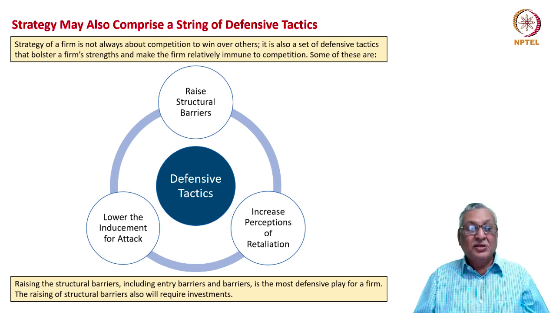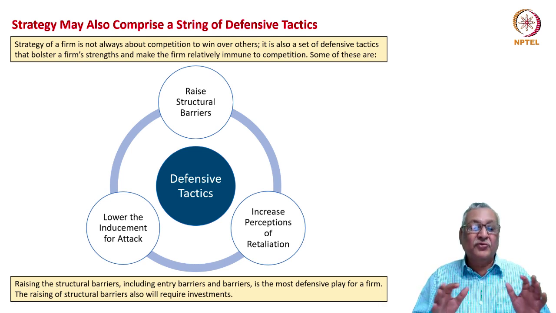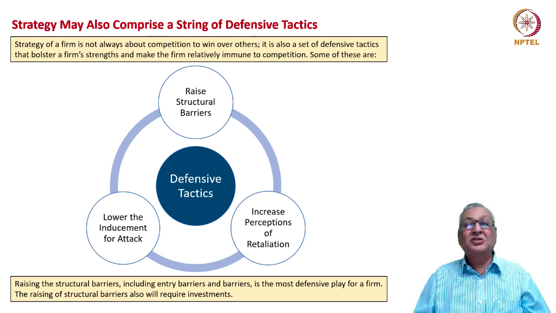The other one is the lower inducement for attack. That is, you don't go to the press every now and then saying that I am a market leader. You don't tell analysts that I am going to outsmart the competition all the time. You work in a stealth mode or a calm and collected mode, in which case the competitors would not be noticing you and they would not take offensive actions to destabilize the industry equilibrium.